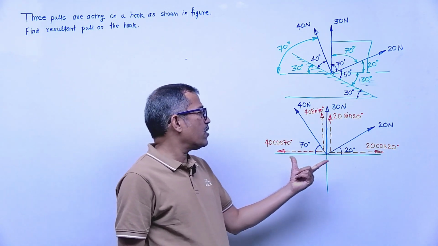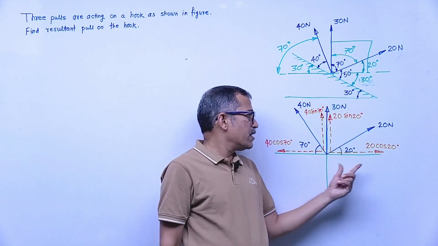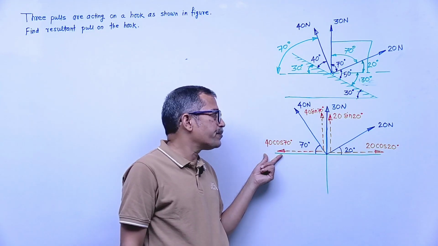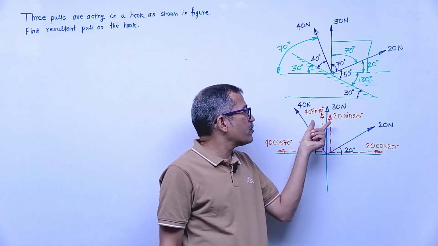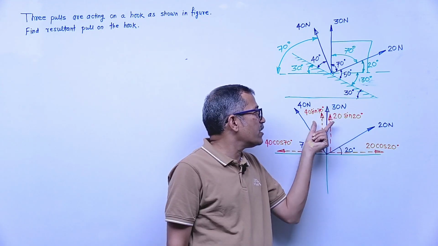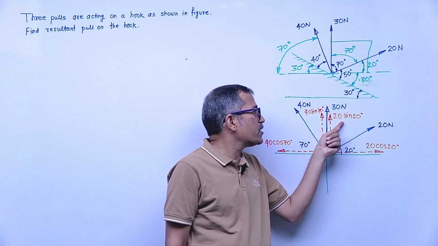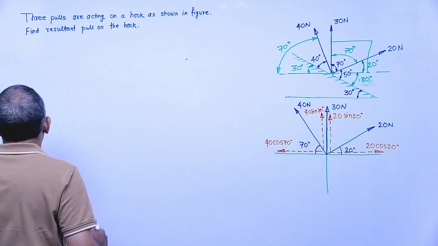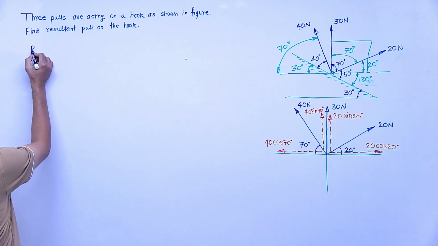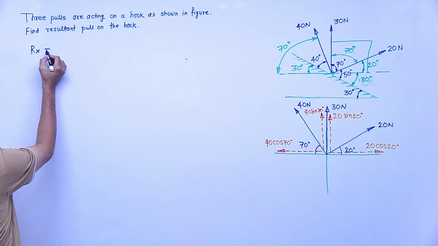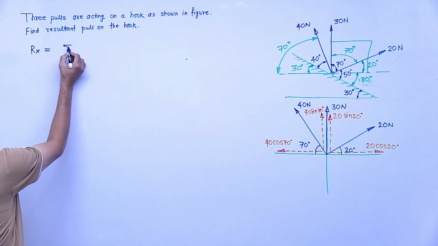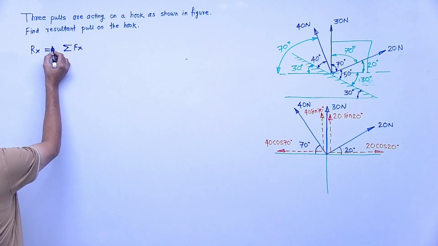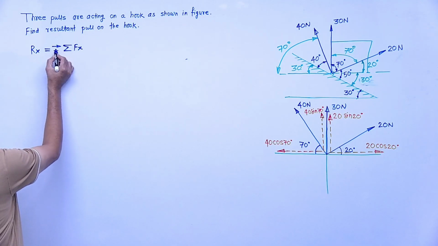Now how will we get the resultant? Add components along x-axis. What will we get? Rx: 20 cos 20 positive, 40 cos 70 negative. In vertical direction, we'll add three forces: 30 Newton, and these components, 30 plus 20 sin 20 plus 40 sin 70, right? So the first step is what? The component of resultant along x-axis is given by summation of forces along x-axis, assuming rightward forces positive.